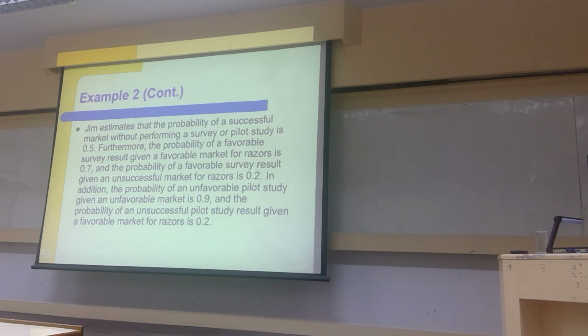So let's see the information further. Jim estimates that the probability of a successful market without performing a survey or pilot study is 0.5. Furthermore, the probability of a favorable survey result given a favorable market for the razor is 0.7. The probability of a favorable survey result given an unfavorable market for the razor is 0.2. And the probability of an unfavorable pilot study given an unfavorable market is 0.9. Lastly, the probability of an unsuccessful pilot study given a favorable market is 0.2.